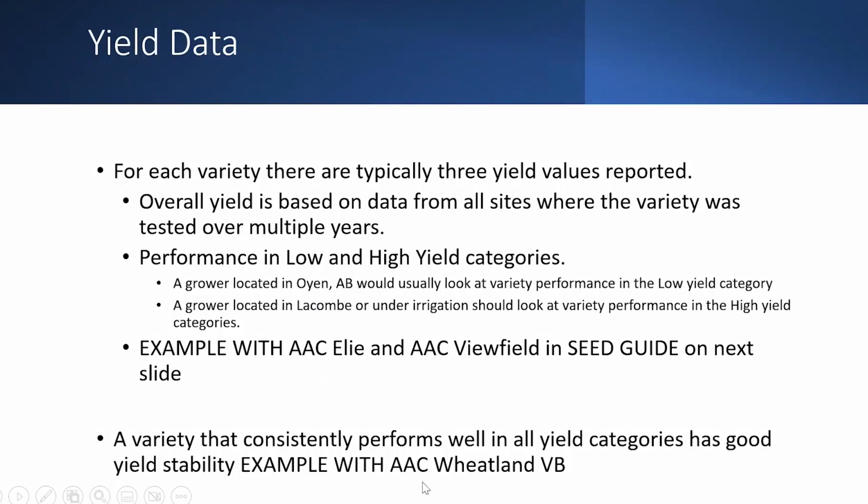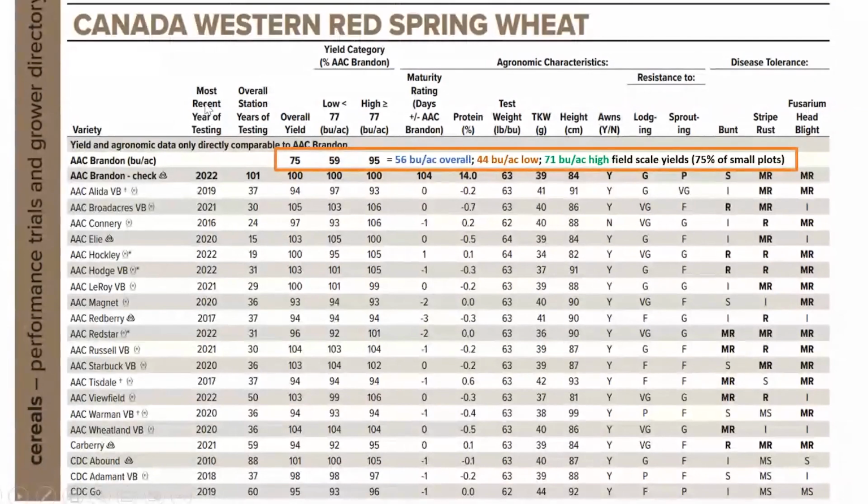So here's the table, the Canadian Western Red Spring Wheat table from the January 2023 seed guide, and our varieties are listed here. Brandon is our check, that very commonly grown variety. It was most recently tested in 2022, and it's been grown in 101 station years of testing, so a big database there. Now, overall, in the small plots, Brandon was yielding 75 bushels per acre.